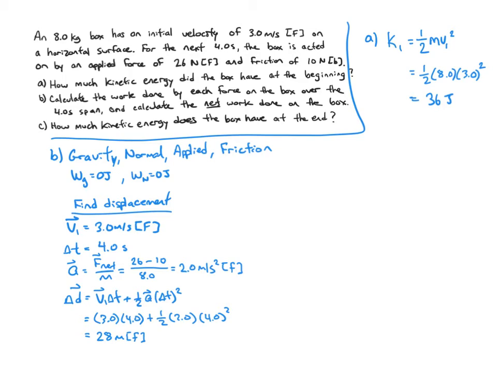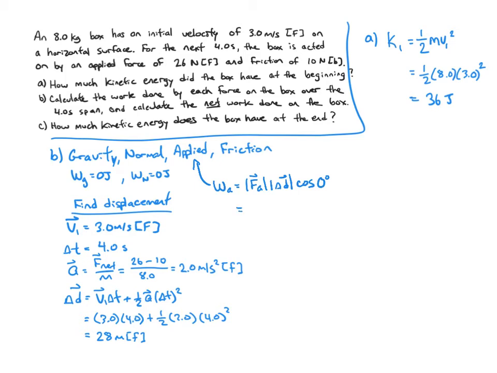So the work done by the applied force will be the applied force times the displacement times cosine of the angle between the applied force and displacement. Well, the applied force is forwards, and the displacement is also forwards. They're in the exact same direction. So the theta is actually 0 degrees for the applied force. And what's cosine of 0 degrees? Cosine of 0 degrees is 1. So it will not really affect the equation here.